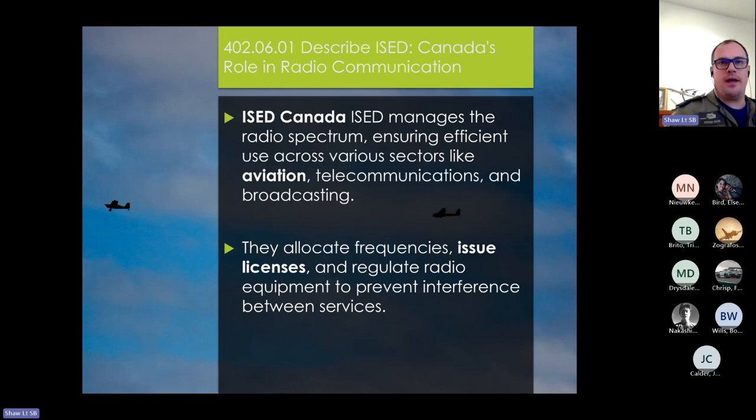They manage the radio spectrum, ensuring efficient use across various sectors like aviation, telecommunications, and broadcasting. They allocate frequencies, so if I wanted to start up an FM radio station for classic rock on 95.7, one of the things I would have to do is ask ISED if somebody already owns the rights to that. I would like a license for that. So they look after all of that. They regulate radio equipment to prevent interference between services. If we have too many radio operators all operating close together on very similar frequencies, it's going to get really congested, right? So they're the ones that look after all of that.